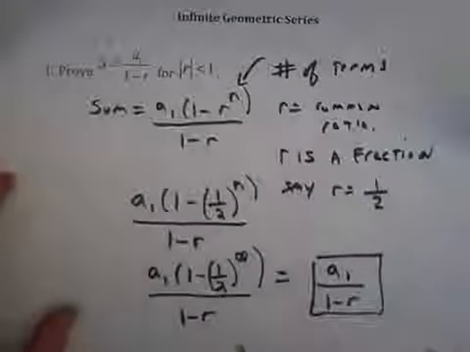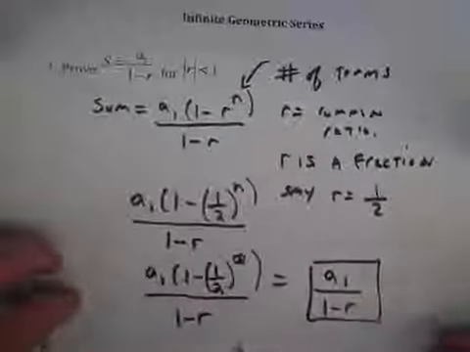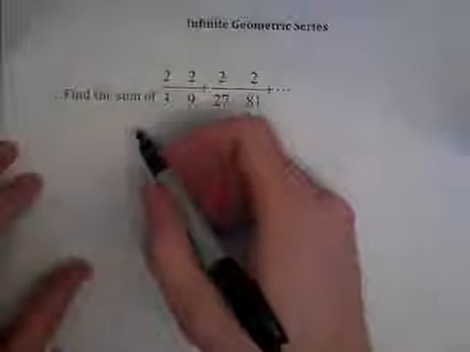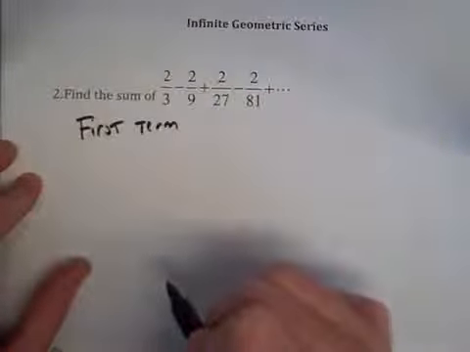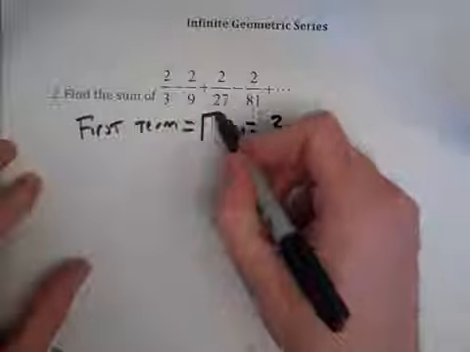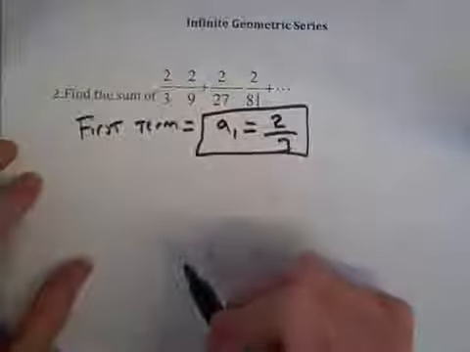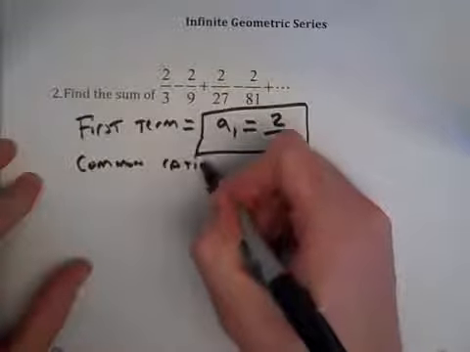Okay. Now let's try a problem using this idea. Let's go to number 2. Number 2 says find the sum of 2/3, then minus 2/9, then plus 2/27, then minus 2/81, plus, going on forever. We need to find the first term. The first term is a sub 1, and that clearly is 2/3. Put that in a box. The next thing we need to find is the common ratio.